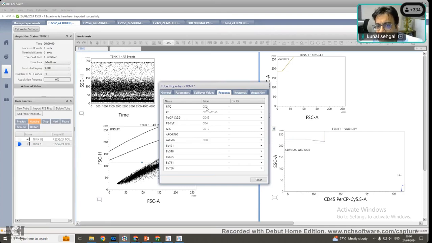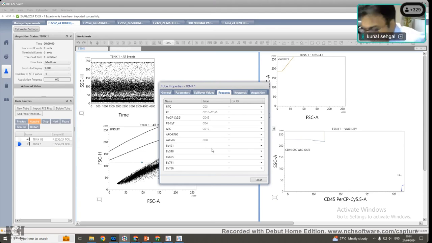We have put CD3, CD16/56 NK cell marker, CD45 is a gating marker, CD4 is a T cell marker, CD19 is a B cell marker, CD8 is another T cell marker. So this is called a 6-color multi-parametric TBNK or lymphocyte subset panel.